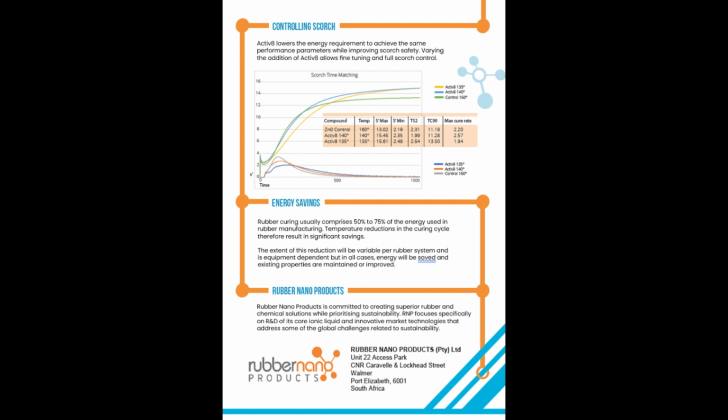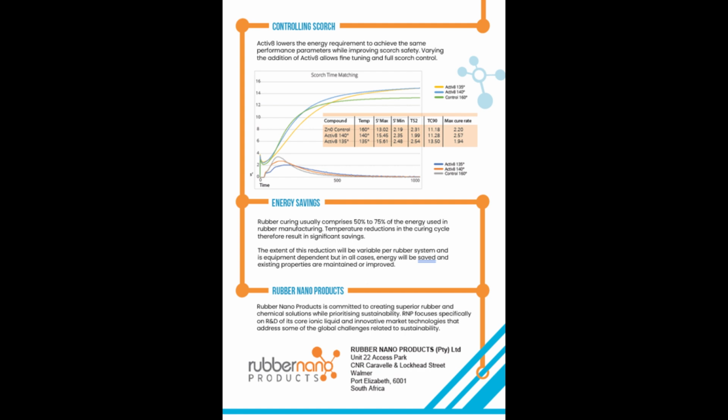Controlling scorch. Activ8 lowers the energy requirement to achieve the same performance parameters while improving scorch safety. Varying the addition of Activ8 allows fine-tuning and full scorch control. Energy savings. Rubber curing usually comprises between 50 to 75% of the energy used in rubber manufacturing. Temperature reductions in the curing cycle therefore result in significant savings. The extent of this reduction will be variable per rubber system and is equipment dependent, but in all cases, energy will be saved and existing properties are maintained or improved.